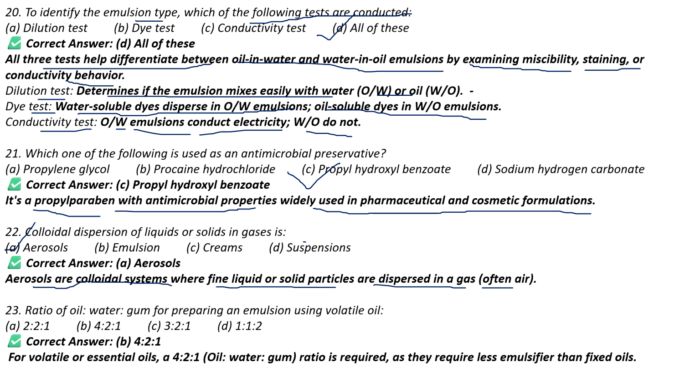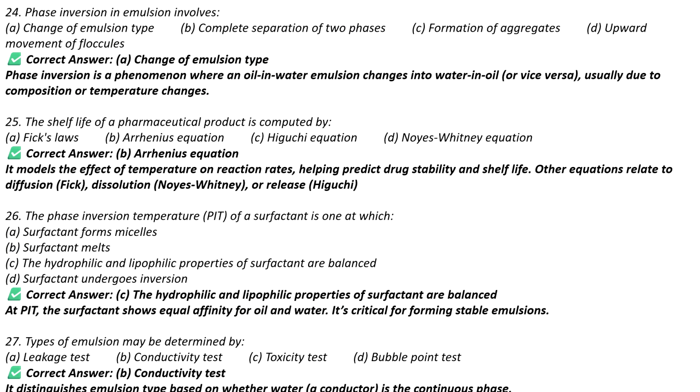Ratio of oil, water, gum for preparing an emulsion using volatile oil is. Options are 2:2:1, 4:2:1, 3:2:1, 1:1:2. So for volatile oil or essential oil, a 4:2:1 oil, water, gum ratio is required, as they require less emulsifier than fixed oils. So we can say option B, that is 4:2:1, is the correct answer of this question. So moving on to the next question.